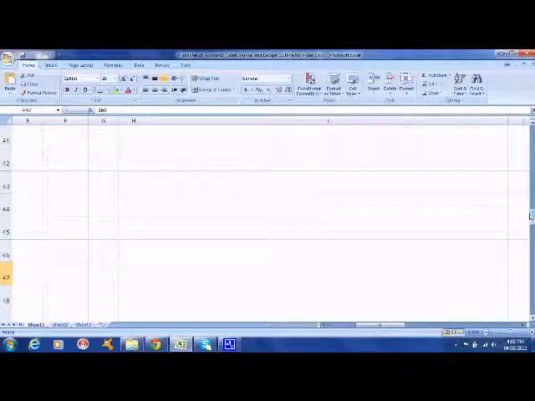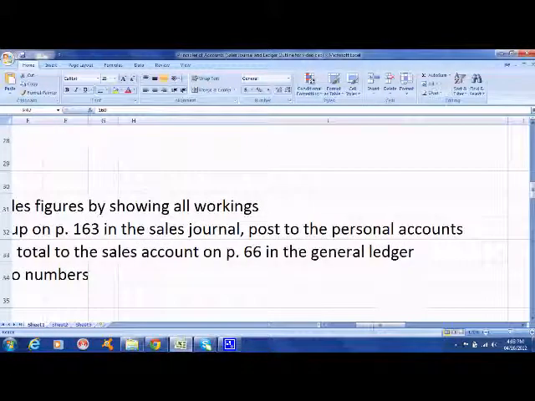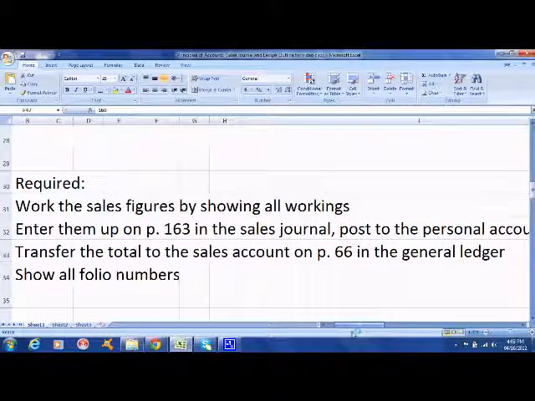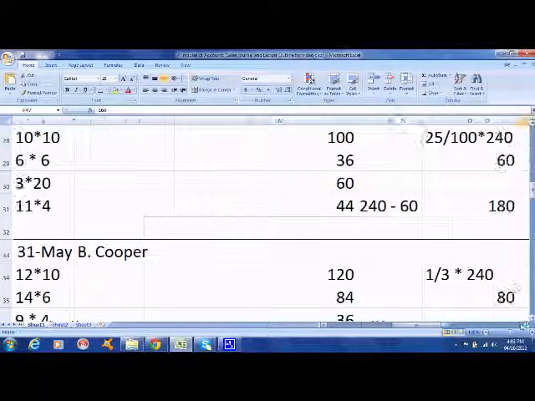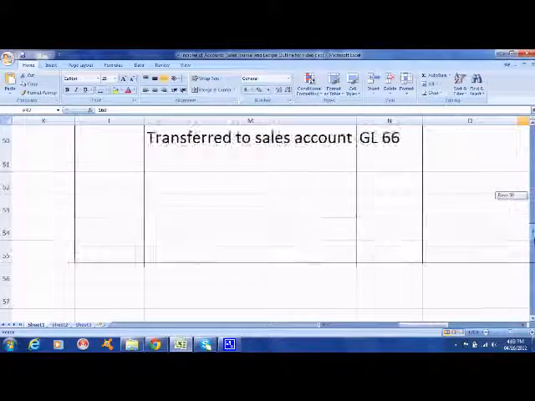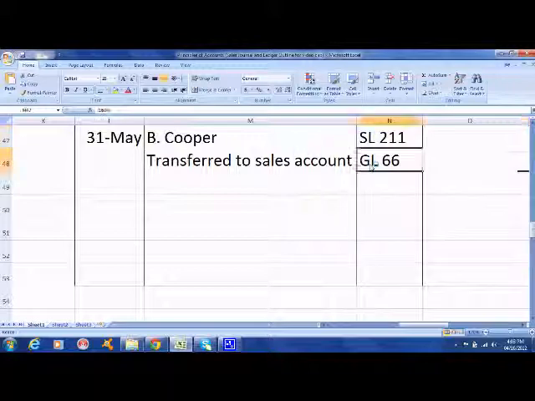Remember now, go back to the question. The question says as well that we must transfer the total to the sales account on page 66 of the general ledger, right? Cool. Therefore now we have done that. It said that we transfer to the sales account, page 66 of the general ledger. That's that for that.